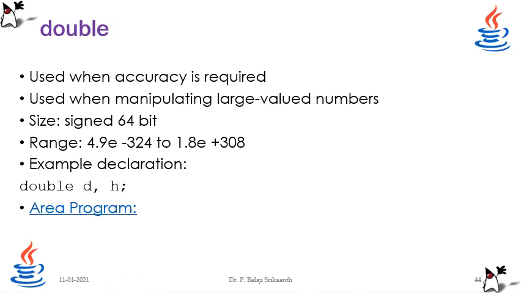Double data type is similar to floating point data type. However, whenever accuracy is required, double data type is used. Moreover, when storing really large floating point numbers, double data type is used. The size of double is 64-bit and the range of double is 4.9 raised to the power minus 324 to 1.8 raised to the power 308. Example double declaration: double is the keyword and these are the variable names D and H.